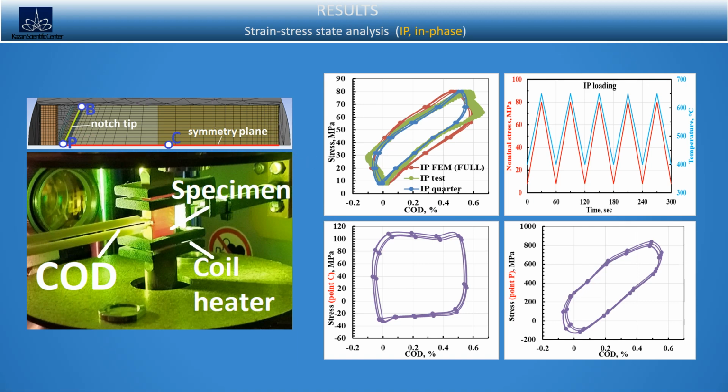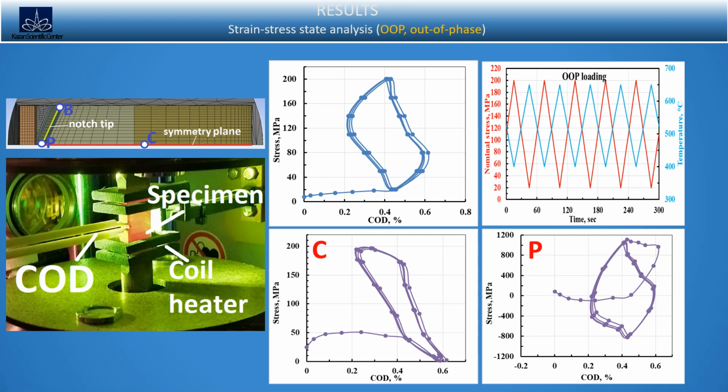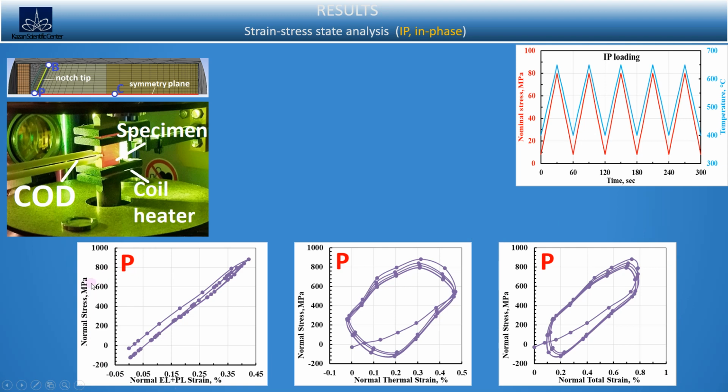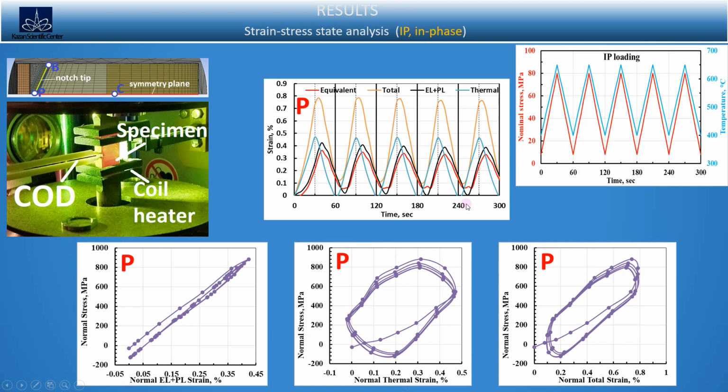The loop changed shape under out-of-phase loading, but just as in the in-phase cycle, measured data of the notch opening displacement don't describe the strain-stress state in the whole specimen cross-section. We divided the calculated total deformation at point P into mechanical, elastic plus plastic, and thermal expansion. The figure above shows the change in the components of total deformation during 5 loading cycles.